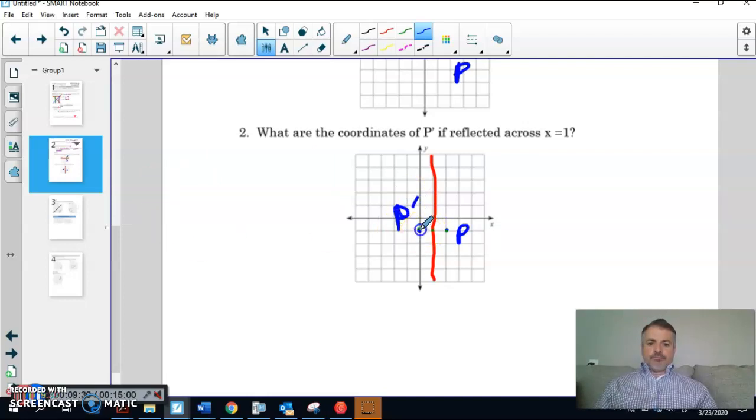And that is right here. So that's using the perpendicular distance like I was talking about.